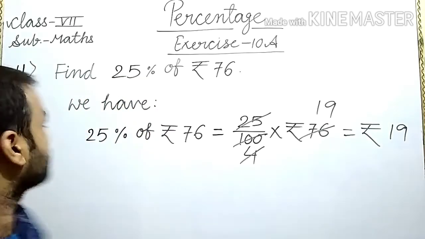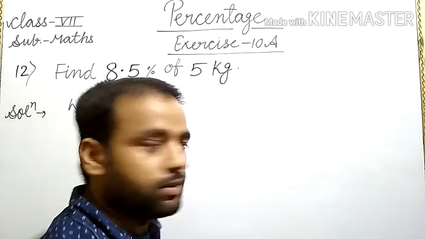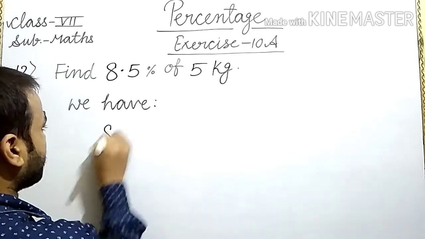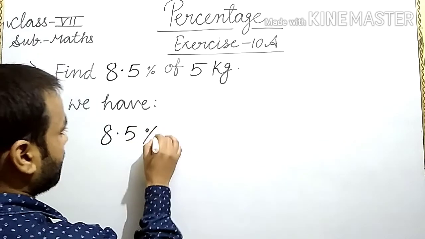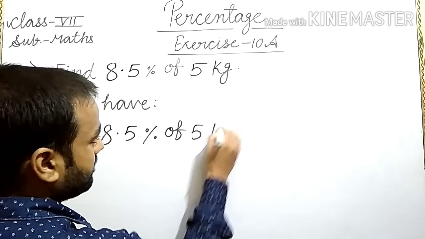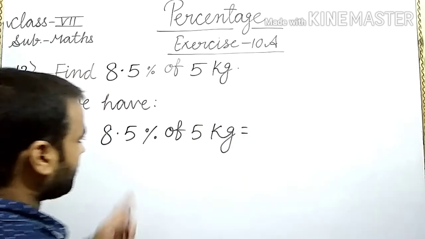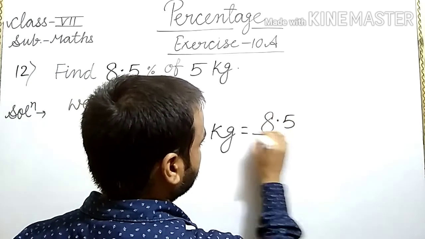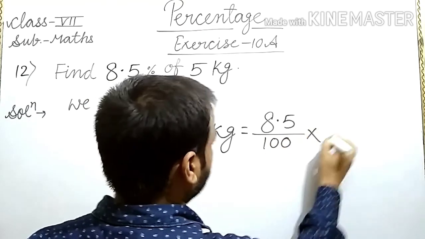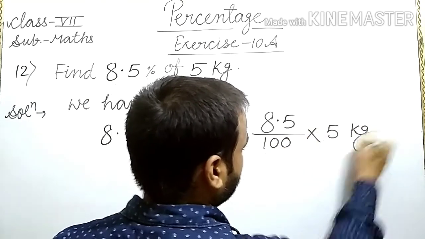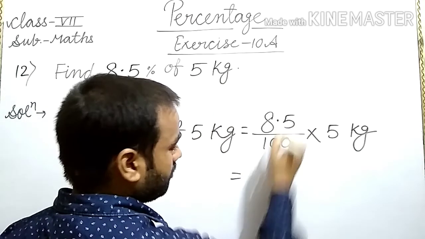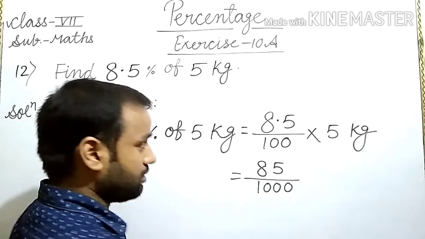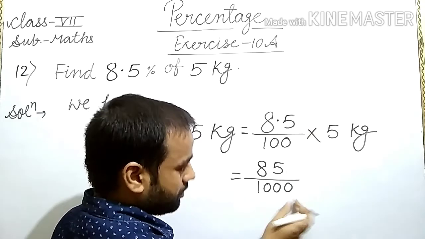Now let us discuss question number 12. In question number 12, find 8.5% of 5 kg. First of all, rewrite 8.5% of 5 kg. Kg means kilogram. Percentage converts into a fraction, so we divide by 100. Of means multiply 5 kg. Here remove the decimal: 85 upon 1000. Decimal after one digit, so put 10.